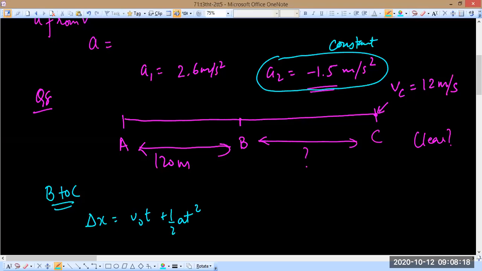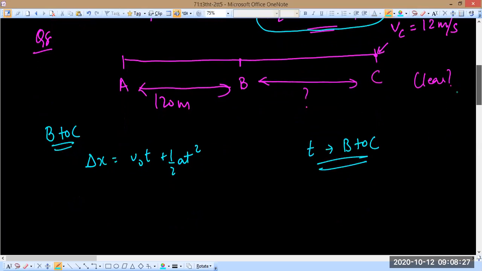You can clearly see there is a problem. We don't know how much time it took to go from B to C, right? So that's why this is a bad idea.